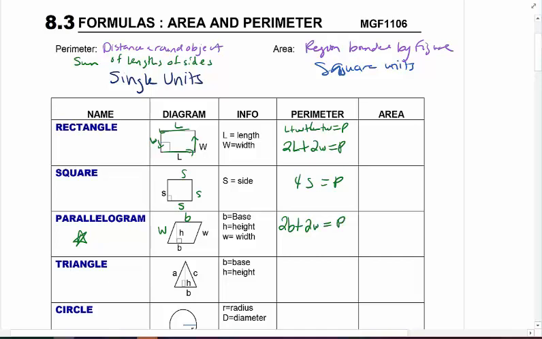Going with my triangle, we're assuming that all of the sides are different. So you can call them side 1, side 2, side 3, but we're basically saying we assume they're all different, and we add them all up.